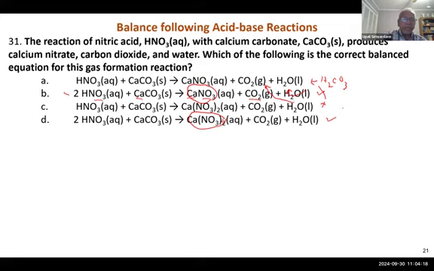You check the two hydrogens here, two hydrogens here. Nitrate didn't break down. There are two nitrates here. Carbonate is the one that broke up with oxygen here. That's correct. D is the correct answer.